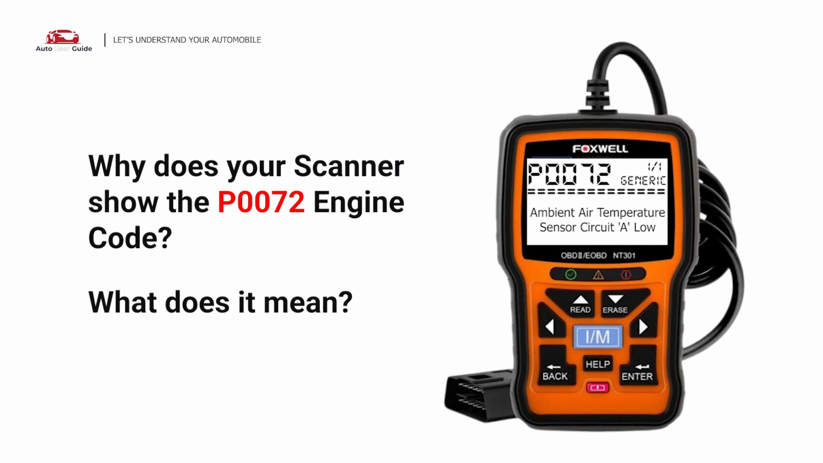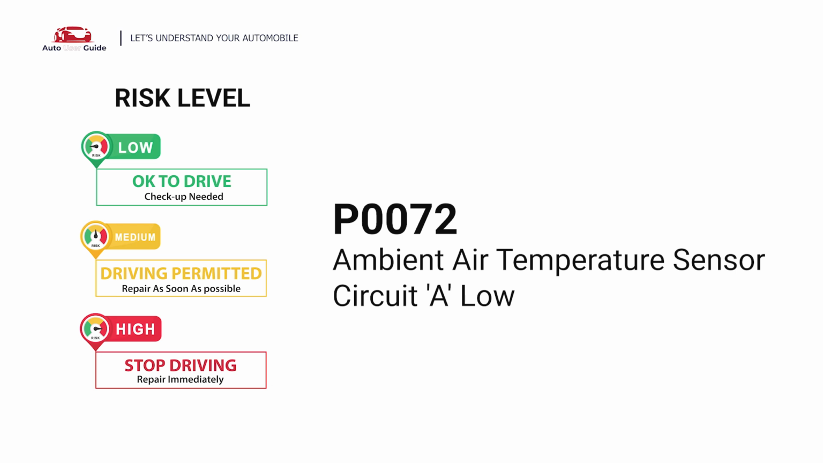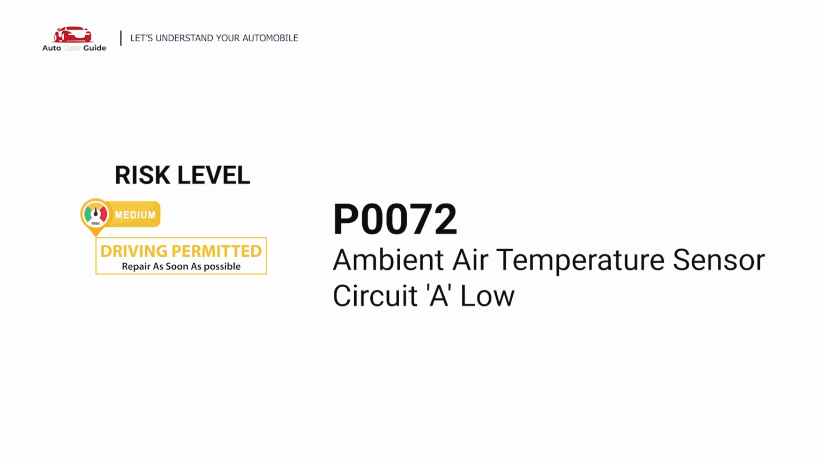Why does your scanner show the P0072 engine code? What does it mean? P0072 is a diagnostic trouble code for ambient air temperature sensor circuit A, low.